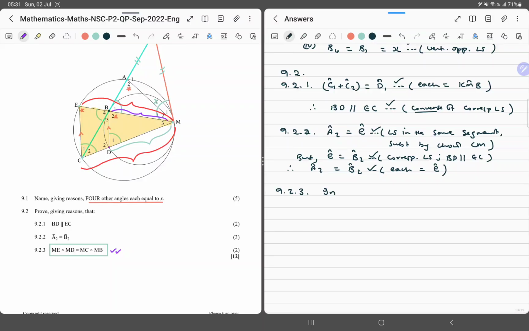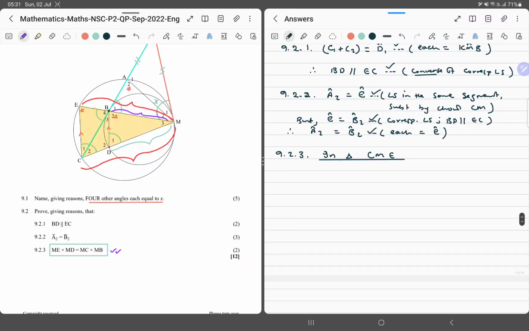So we can just simply say in triangle CME, what can we see? We can tell without a shadow of a doubt that ME over MB, it doesn't really matter what we do, is equal to MC over the smaller side, which is MD. Now we started with ME, which is the big side. This is the proportionality theorem, with BD parallel to EC.